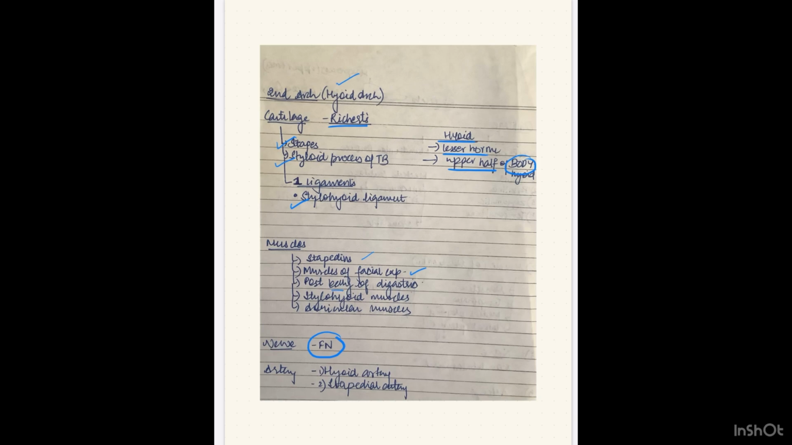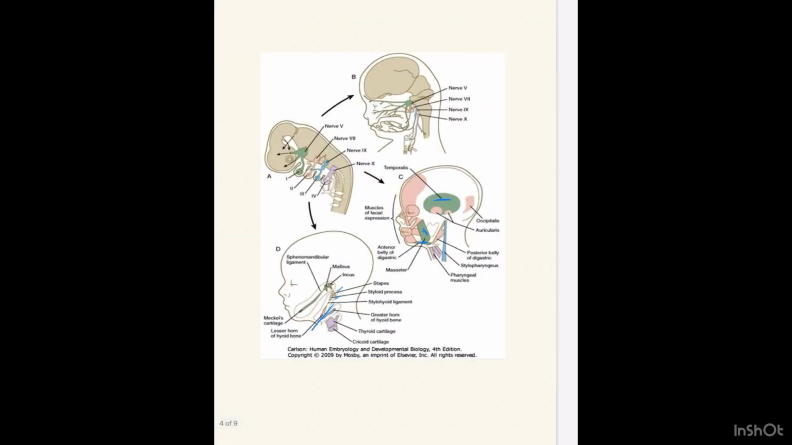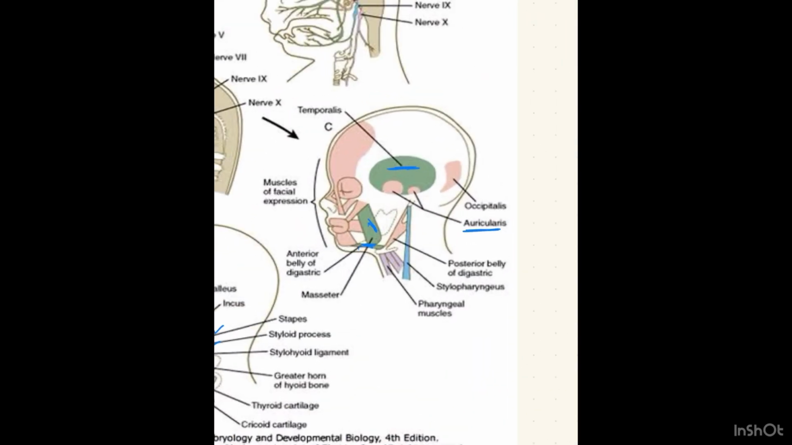Second arch will have the posterior belly of digastric, and the muscles will be the auricular muscle and stylohyoid muscle. See, auricularis, posterior belly of digastric. This is by the facial. Let me move. So auricularis here, okay, and muscles of facial expression, all this. Then posterior belly of digastric.